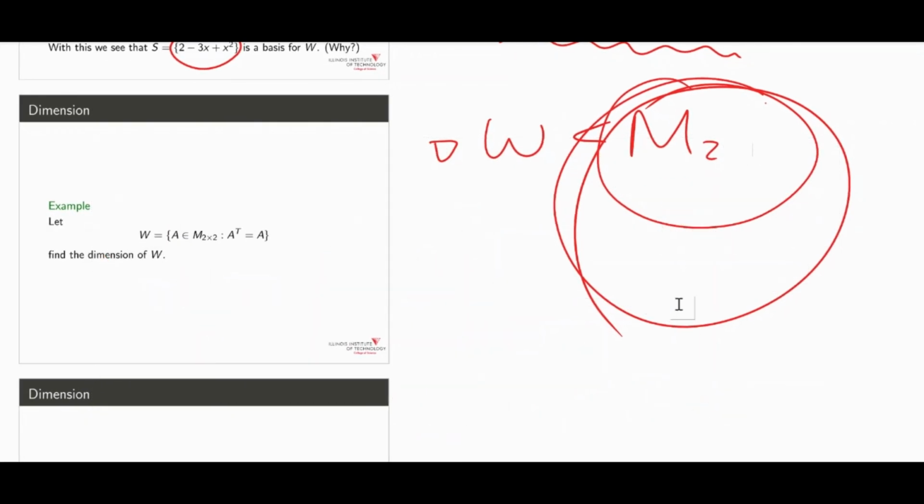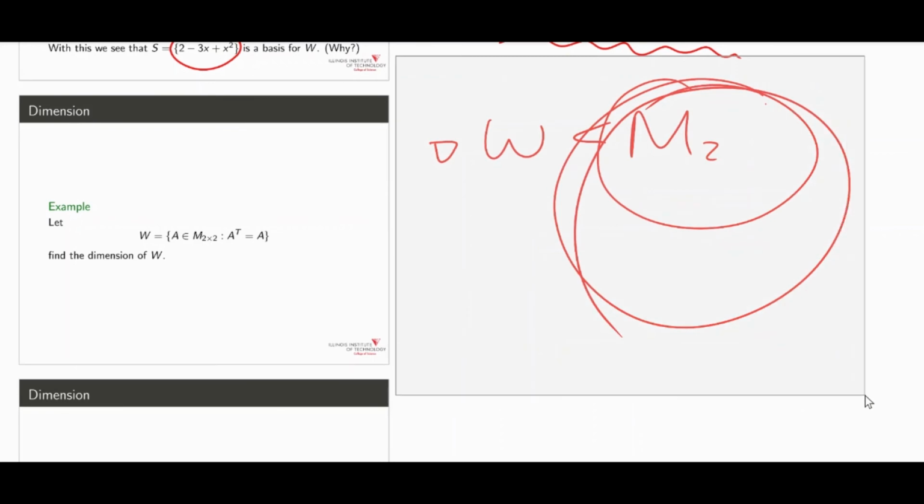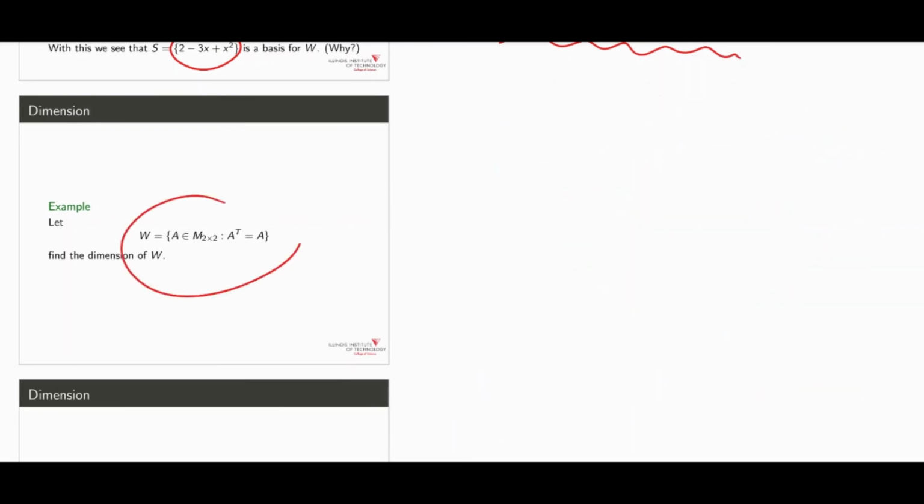Well, you have to figure out, if you have an element in this set, what does that element look like? What is a symmetric matrix? A symmetric matrix is something like this: 1, 2, 4, 4. This is a symmetric matrix of size 2 by 2, right?